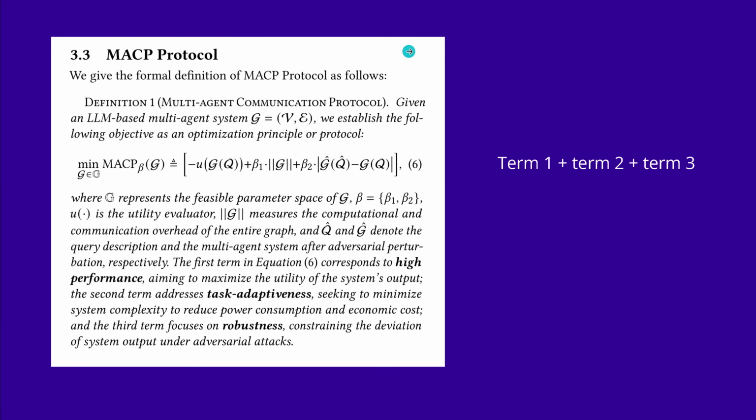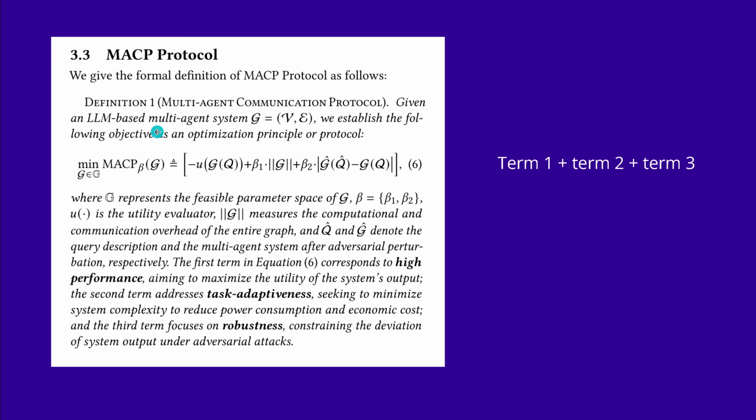Now we come to the interesting part. Now the authors tell us, hey, we now have a formal definition of the protocol of our multi-agent system. And you might say, hey, this looks interesting. Yes, but it is simple. Look, we just have 3 terms. 1, 2, and 3. And we have additive terms. It couldn't be simpler.